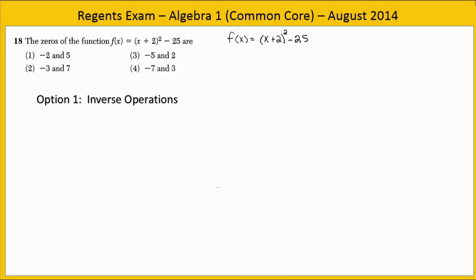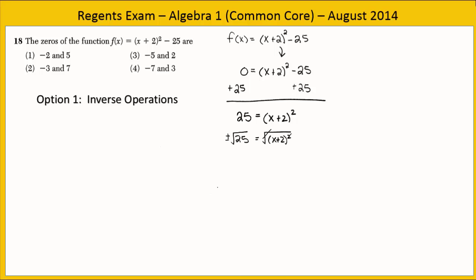We have zeros when the equation equals 0, so we take the equation and we set it equal to 0. Now, we want to get the item squared alone, so let's isolate the (x plus 2) squared. Begin by adding 25 to each side of the equation, and now we have 25 equals (x plus 2) squared. The inverse of squared is taking the square root. Don't forget the plus and minus in front of the square root of 25.